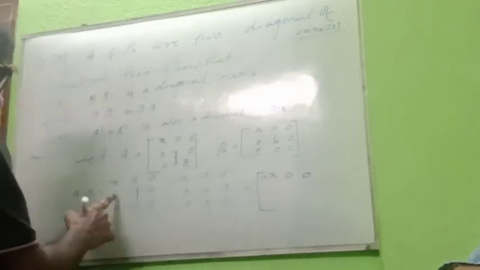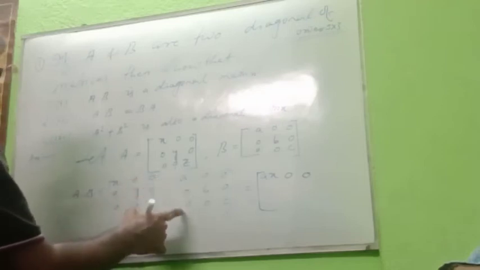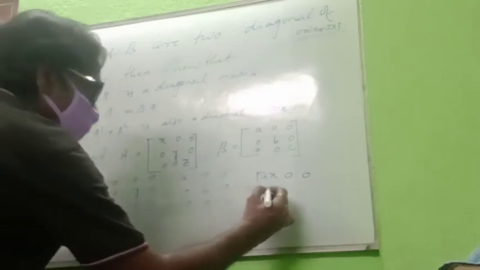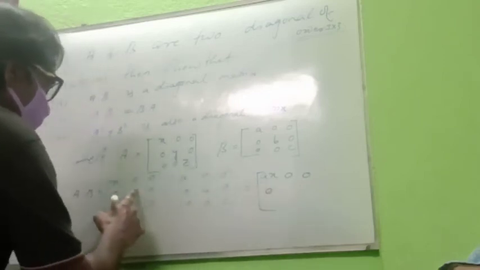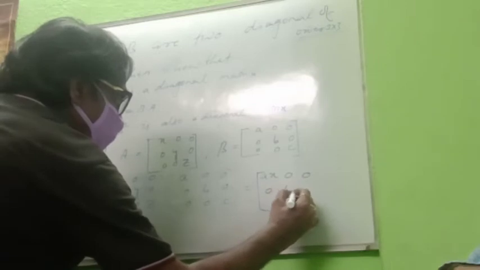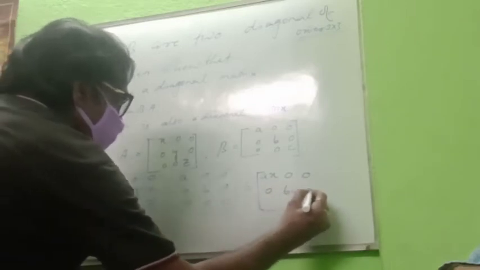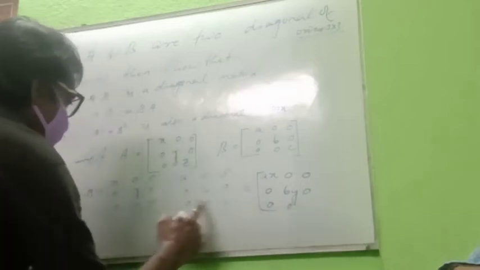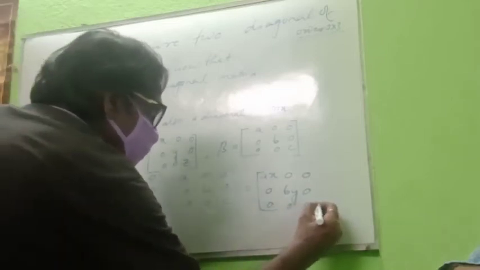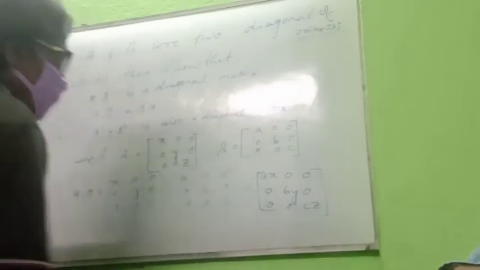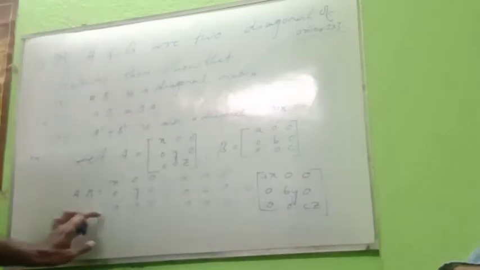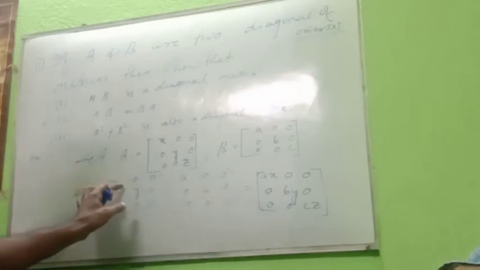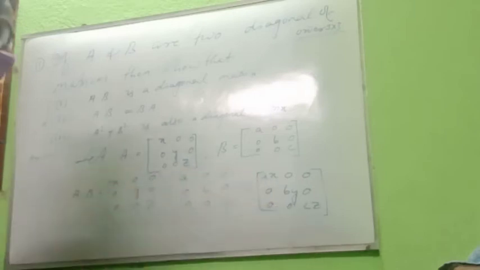Now consider second row with first column: 0 into a, 0, 0, so it will come 0. Then this will be by, and the remaining will be 0. Next it will be 0, 0, then this will be cz. Yes or no? Therefore, AB is a diagonal matrix. See how it is coming here: ax, by, cz. This is also diagonal.